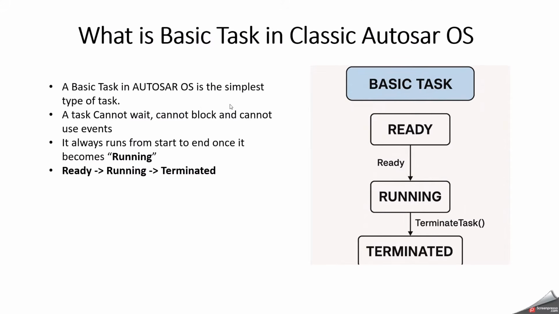What is basic task in classic AUTOSAR operating system? Basic task in AUTOSAR operating system is the simplest type of task. So a task that cannot wait, cannot block, and cannot use events. It always runs from start to end once it becomes running. A basic task runs sequentially, has no wait state, does not use events, and cannot be stopped in the middle, and only ends when the function finishes or explicitly calls terminate task or chain task.